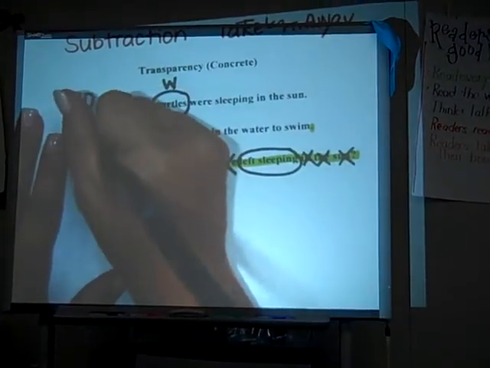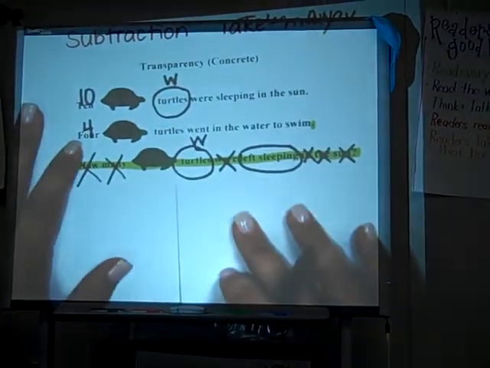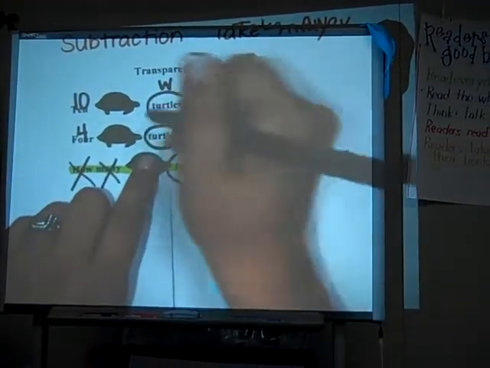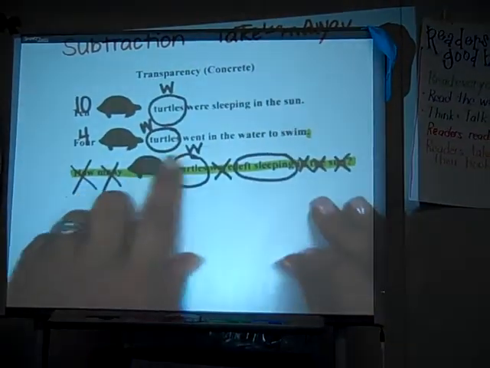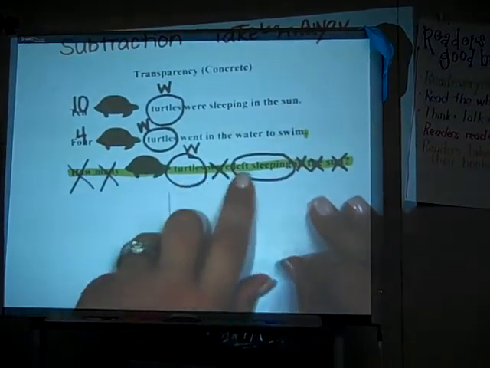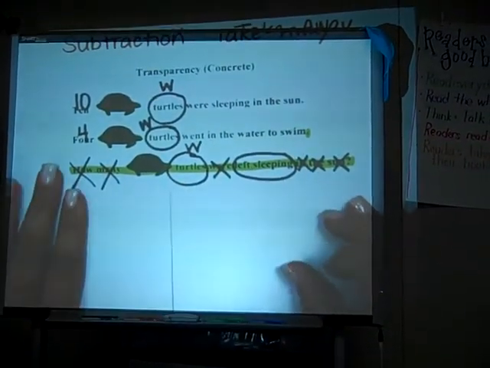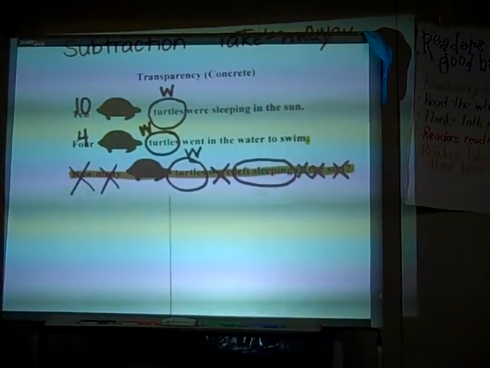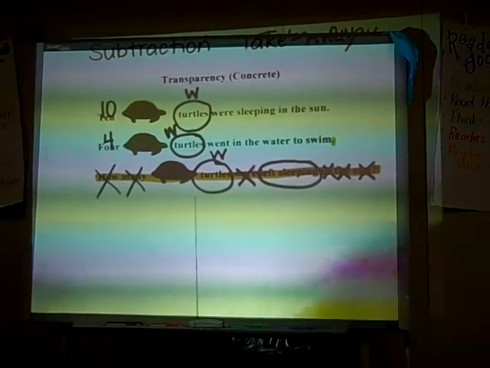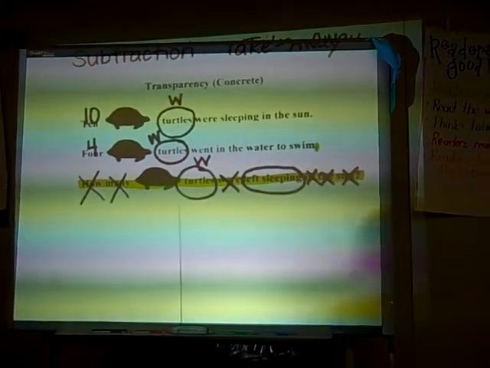4, it's a number word, but I need to write my number on top. 4 turtles, that's another what. Went in the water to swim. How many turtles were left sleeping in the sun? You'll notice there's no who in this story, and that's okay if there's not a who, but we need to know what we're counting, and we are counting turtles.